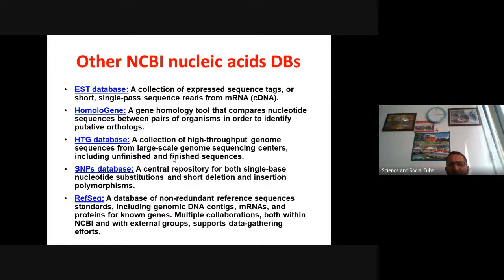There are other types of databases which are related to nucleic acids, DNA data or RNA data, and protein data is also available. As I told you, in NCBI there is a lot of data, whether the whole genome, protein data, gene expression data, taxonomy, expressed sequence tags data, or SNP data. Everything is available here.